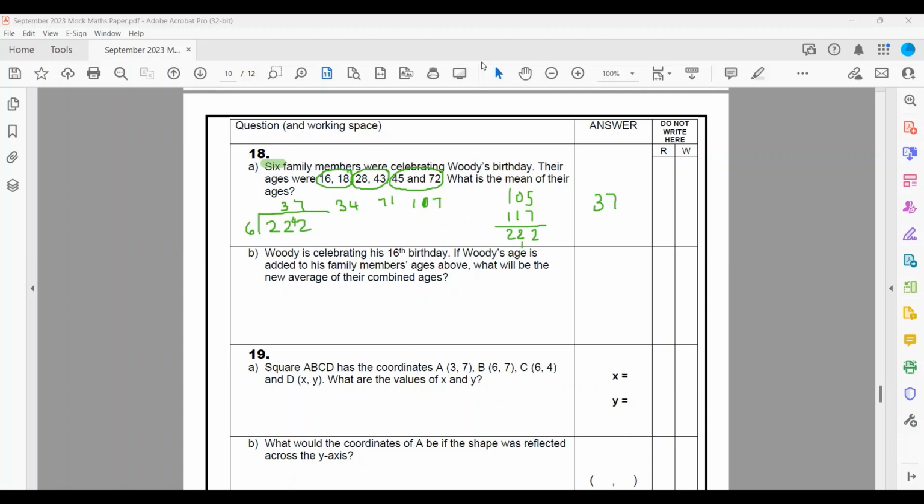Here we're told Woody is celebrating his 16th birthday. If Woody's age is added to his family members' ages above, what will be the new average of their combined ages? So we can take our 222 that we have from part A and add 16 to that, giving us 238. And because we've added Woody in, we're now dividing by 7 people. So 238 divided by 7. 7 goes into 23 3 times, carry 2, and 7 goes into 28 4 times. So the average is now 34.